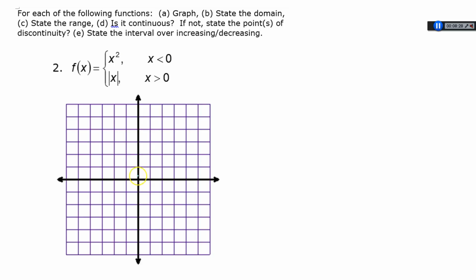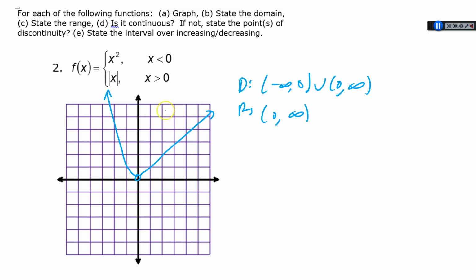So prior to 0, open circle there. We're going to have a parabola. Looks like that. And after 0, we have absolute value of x, so it's going to look like that. No solid dot at 0 because neither of them are equal. So the domain, everything except 0. -infinity to 0, union 0 to infinity. Range, looks like we can't get 0, but we can go up as high as we want.